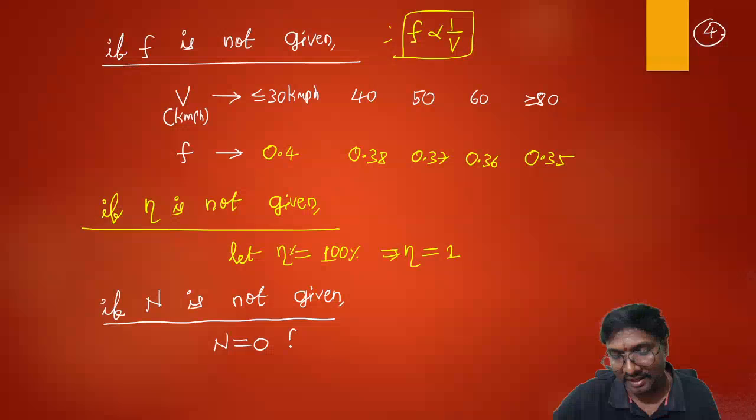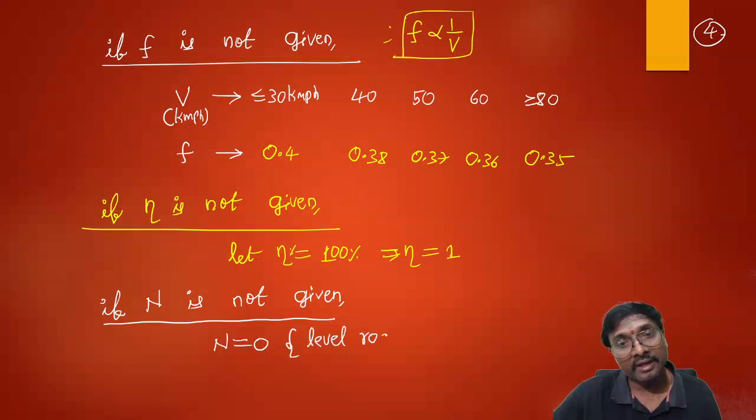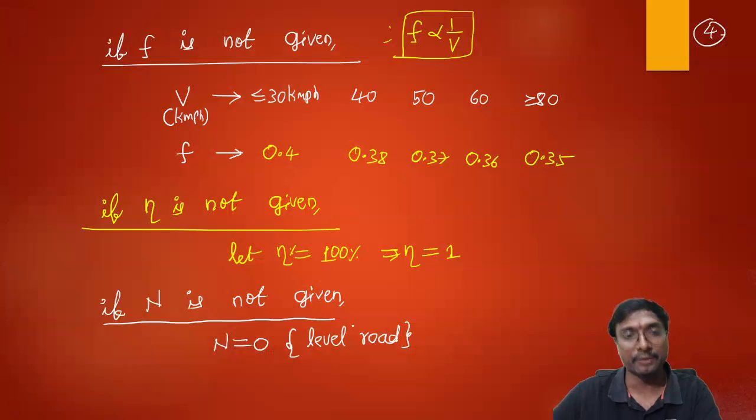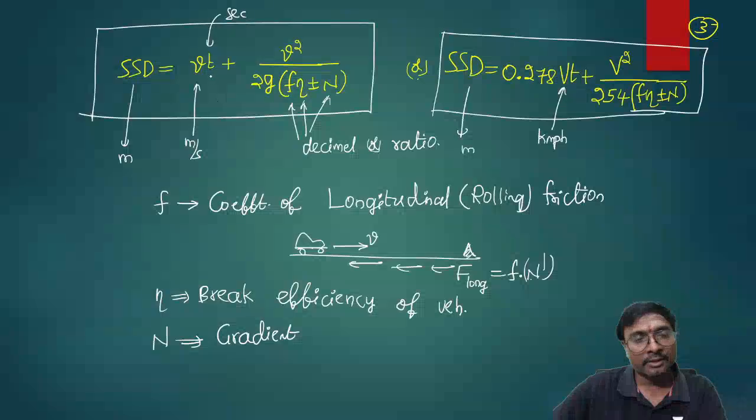What is the meaning of n equal to 0? It means that it is a level road. Is there any slope, or is there no slope? You can say there is no slope if you just observe, right. So whenever eta is not given, f is not given, n is not given, we know.